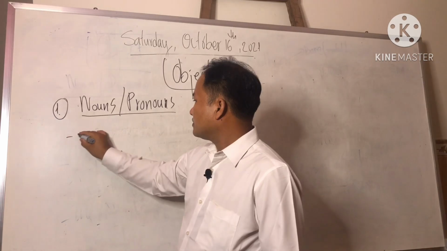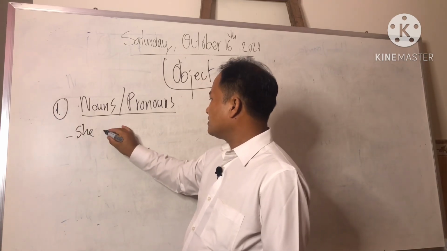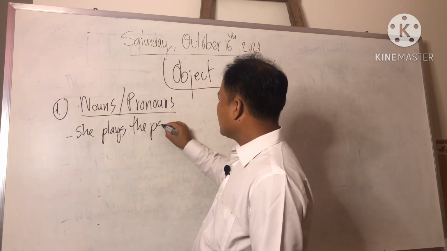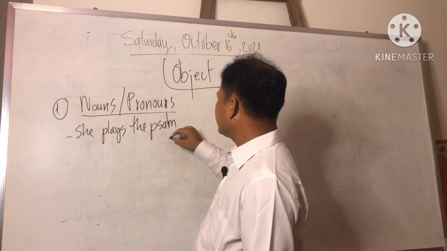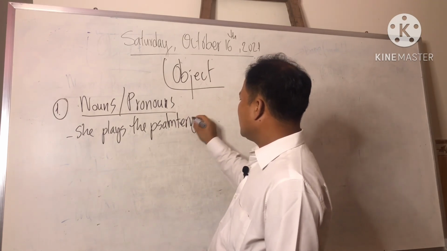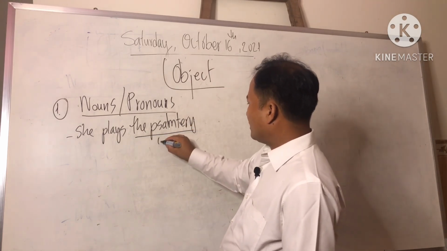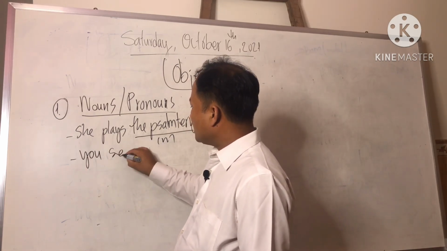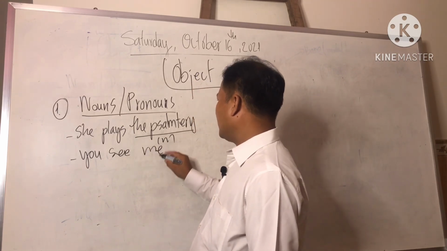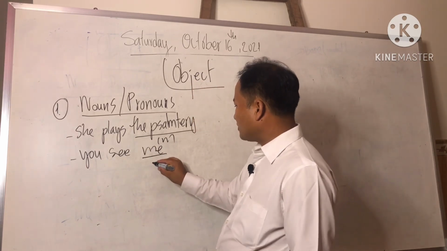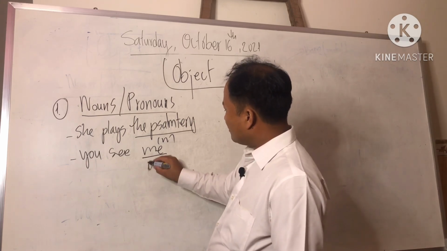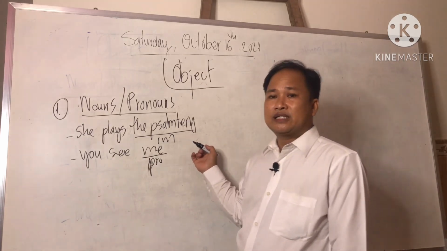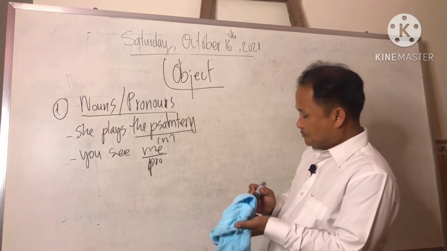For example, she played the cymbal. Cymbal is a noun, right? You see me. Me is an object pronoun, right? Cymbal is a music instrument, right?